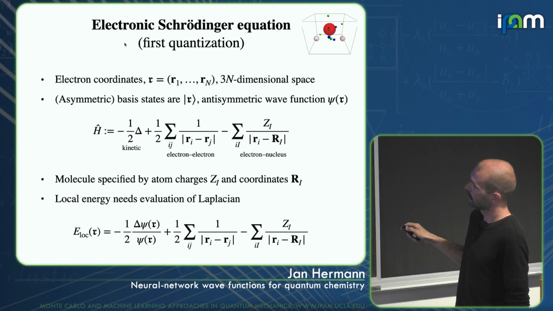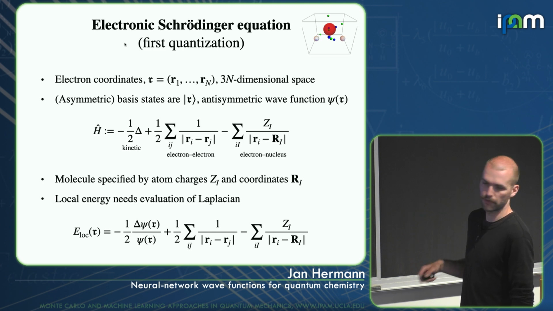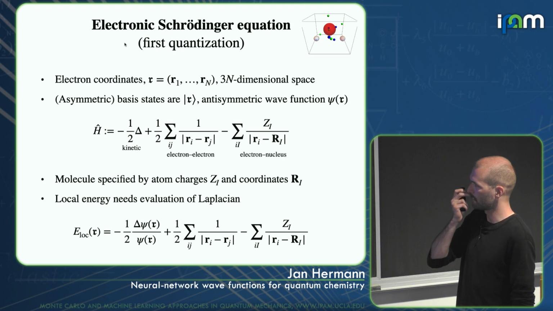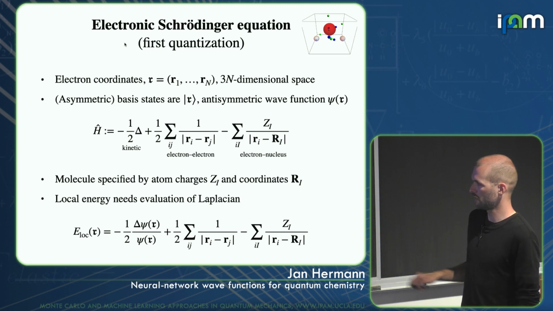So when you're considering electrons in a molecule, so this would be water, you have just electron coordinates in a 3D space. So the total space for the wave function is a 3-dimensional space for each electron. And since you're in first quantization, and electrons are fermions, your wave function needs to be antisymmetric. So that's the Hilbert space. And then you have this Hamiltonian, with the electron interaction and the electron-nucleus interaction. And the given molecule is specified by the charges and the positions.